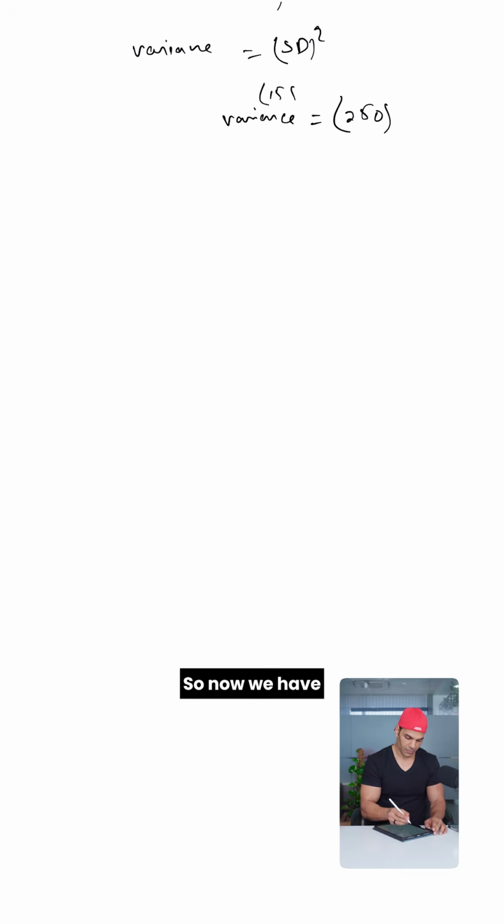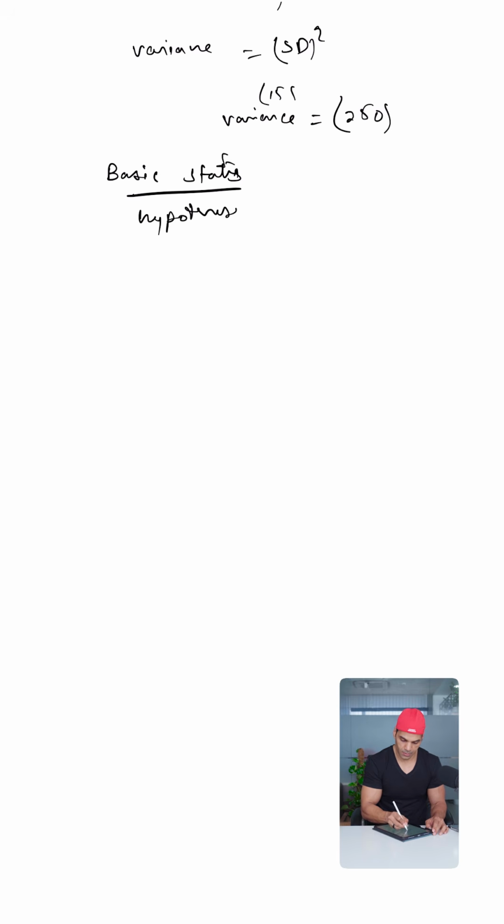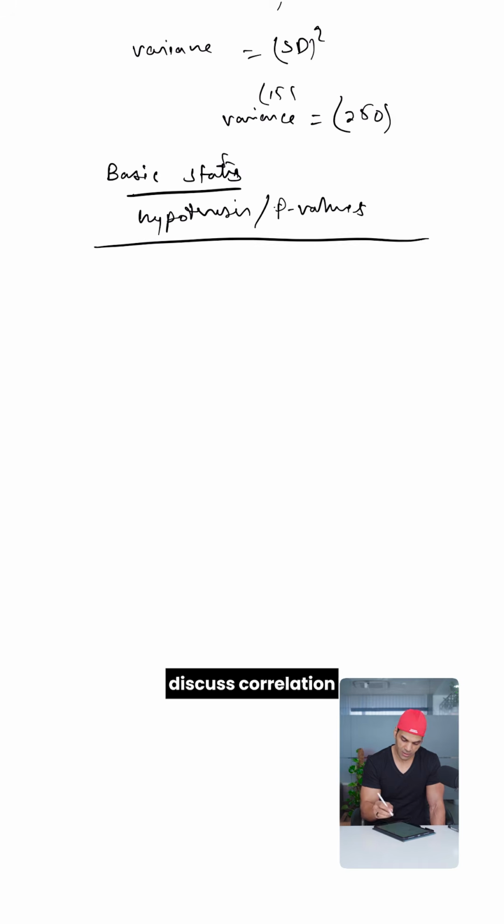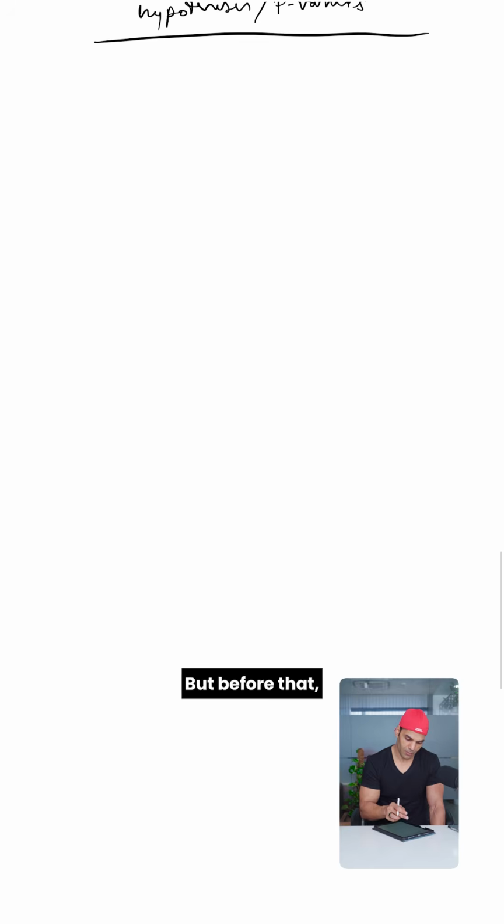Now we have understood basic stats, we have understood hypothesis, and we have understood p-values. Now let's also look at some of the tools that are used, and we'll obviously discuss correlation and causation in a while, but before that let's also discuss something called I-square. Now this is something that's very important, and it's a measure of heterogeneity.